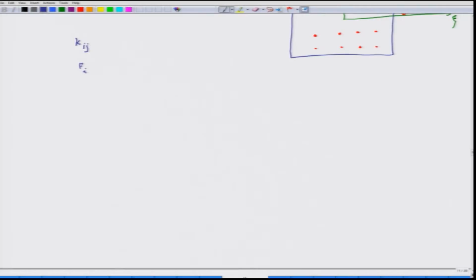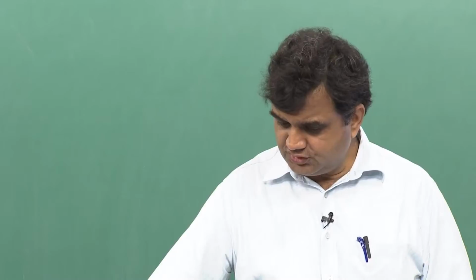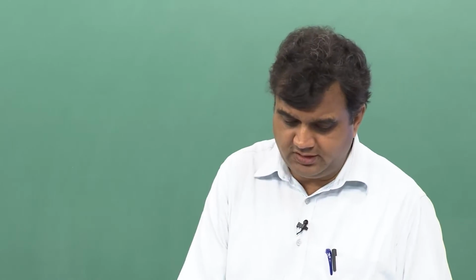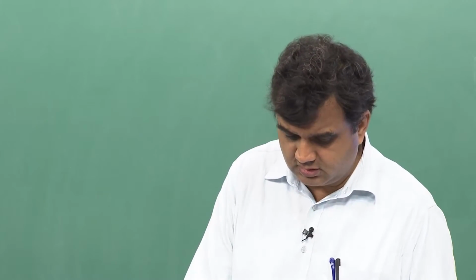So this completes our discussion on Gaussian quadrature. We will move on to the next topic and briefly discuss post processing.